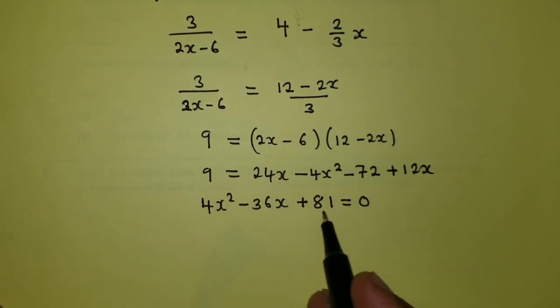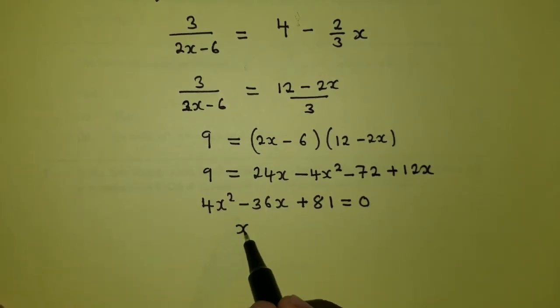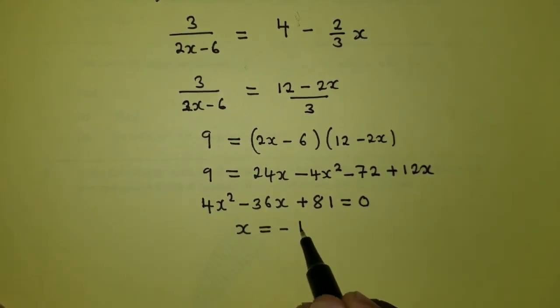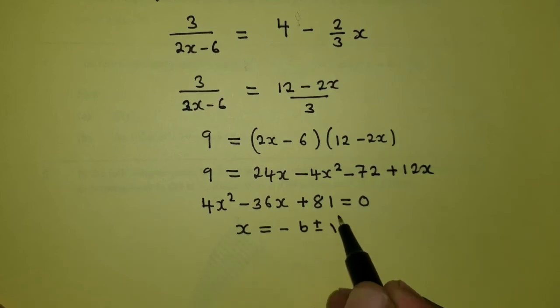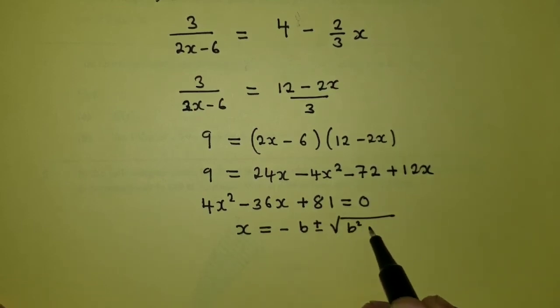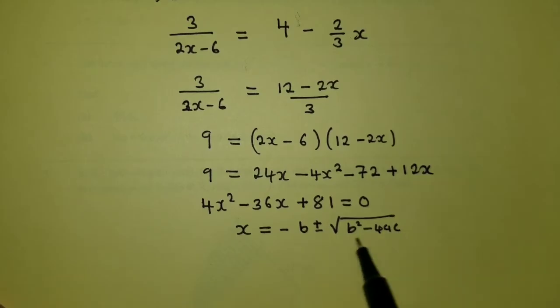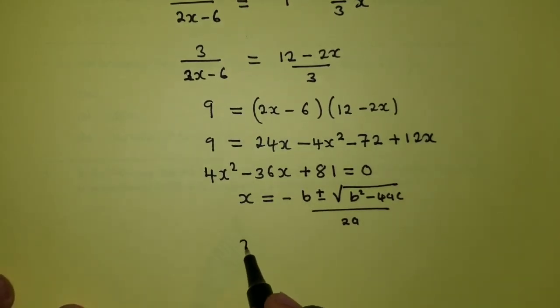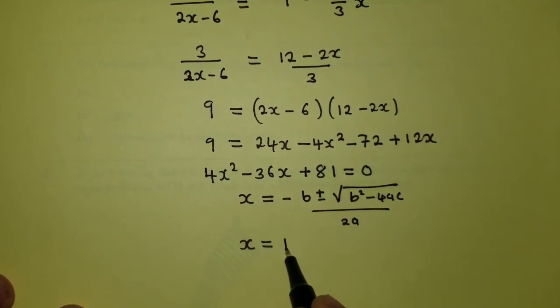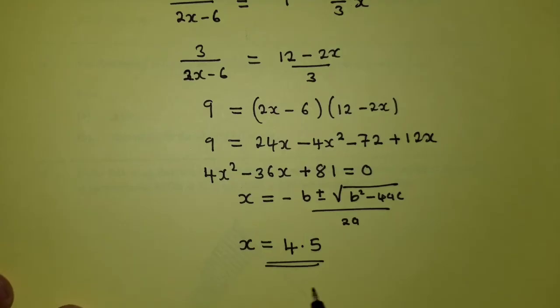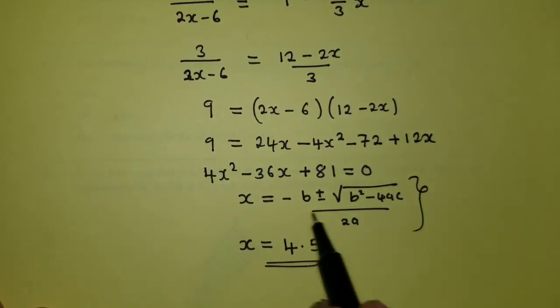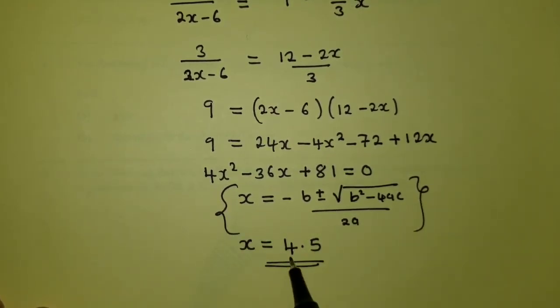So this is a quadratic equation. We solve it by using this formula, the quadratic formula. You'll find that the solution that you are going to get will be x is equal to 4.5. So this is the solution. When you solve using this quadratic formula, you get this answer.